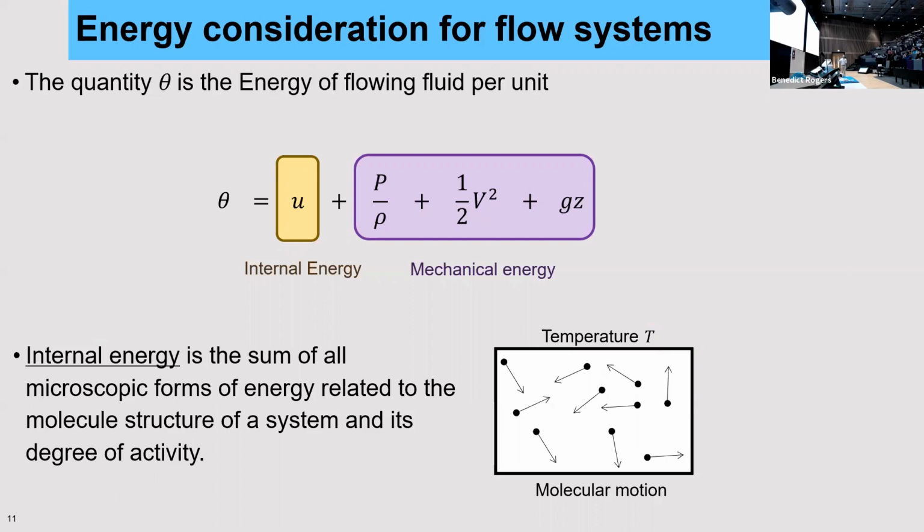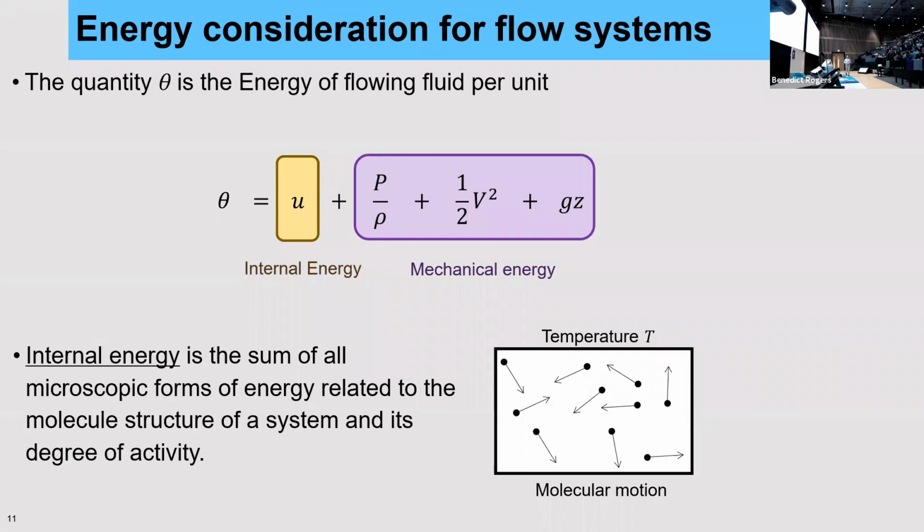So at a particular temperature, you might have molecules moving around the place. They have a natural internal energy. That's what this internal energy is representing here, this U. So our quantity theta, the energy of the flowing fluid per unit mass, is equal to the internal energy plus the mechanical energy.